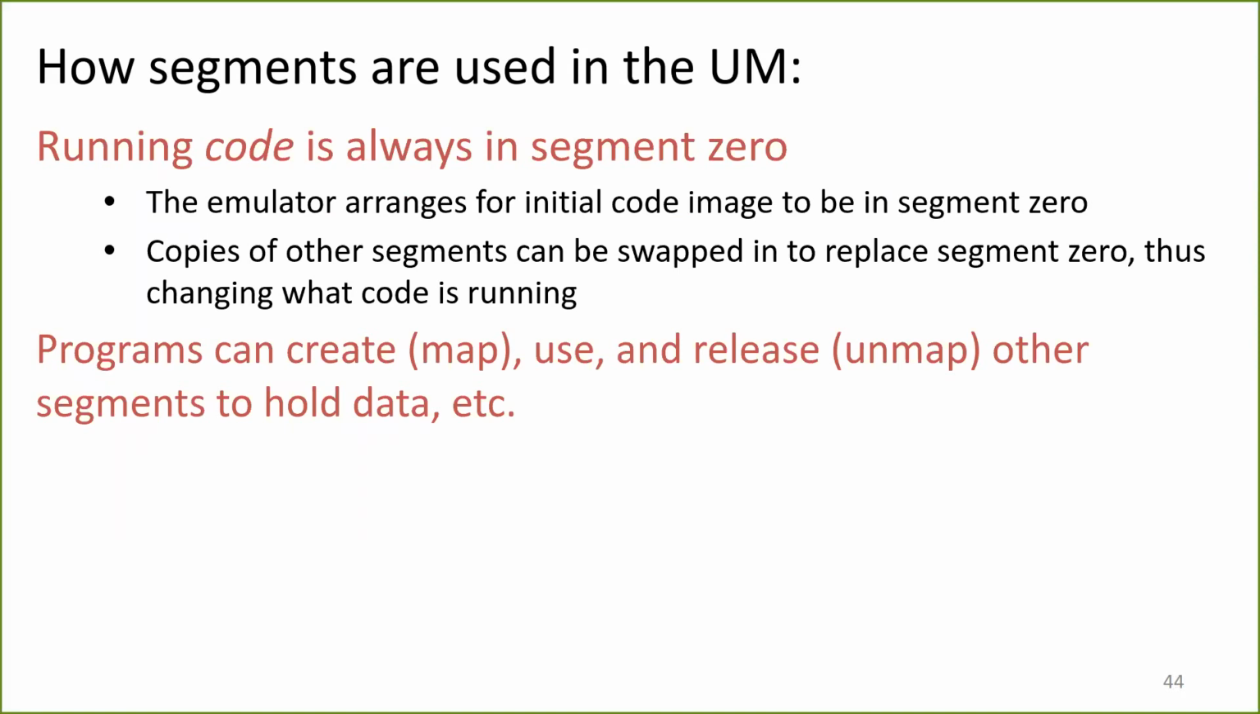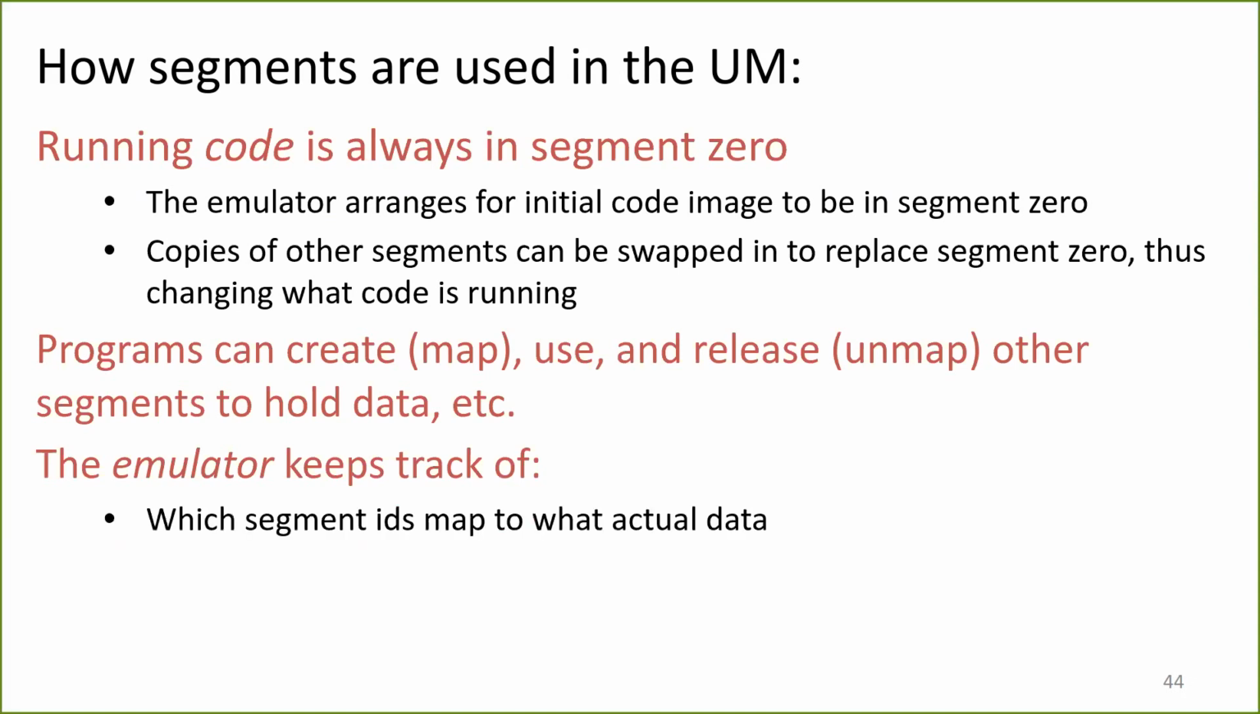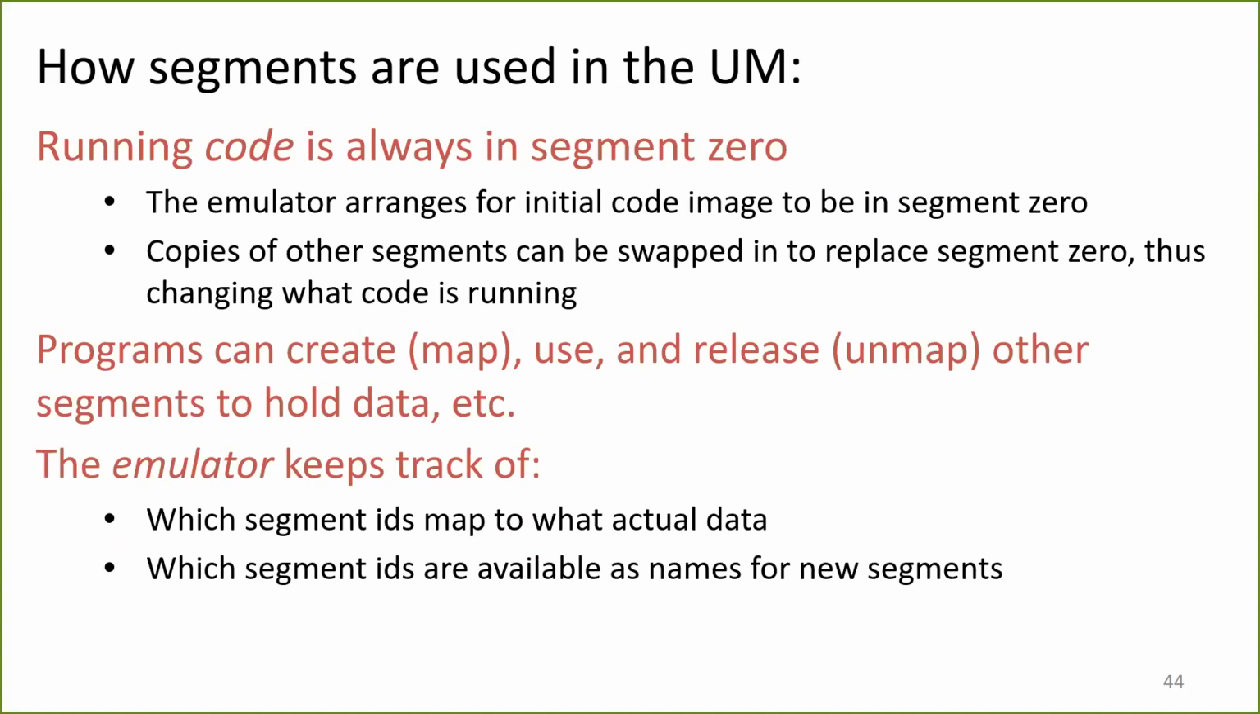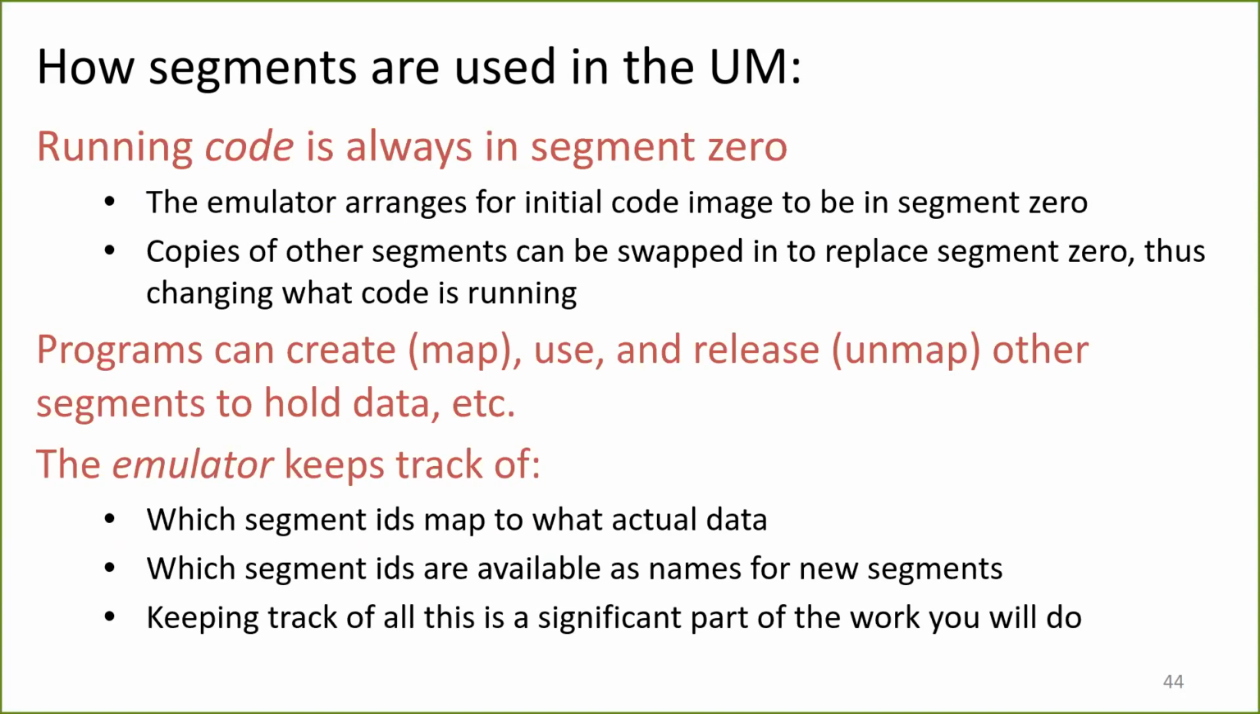The program, through its instructions, can map, use, and unmap other segments to hold data as necessary. It's the emulator's job, your C program's job, to keep track of which segment IDs map to the actual data, and which segment IDs are available for new segments. Keeping track of these two things is going to be a significant part of your work on homework 6.